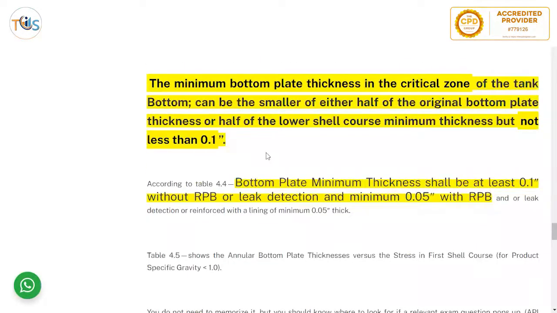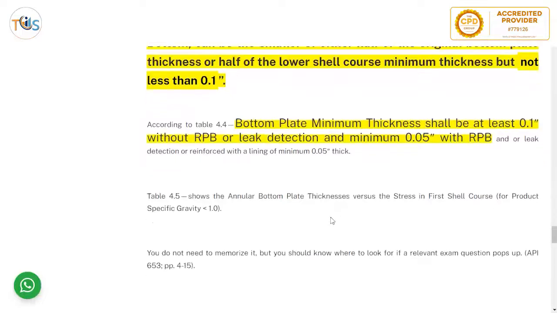Minimum thickness for the annular plate ring: the minimum bottom plate thickness in the critical zone of the tank bottom can be the smaller of either half of the original bottom plate thickness or half of the lower shell course minimum thickness, but not less than 0.1 inch. And then according to Table 4.4, bottom plate minimum thickness shall be at least 0.1 inch without release prevention barrier or leak detection, and minimum 0.05 inch with release prevention barrier or leak detection.